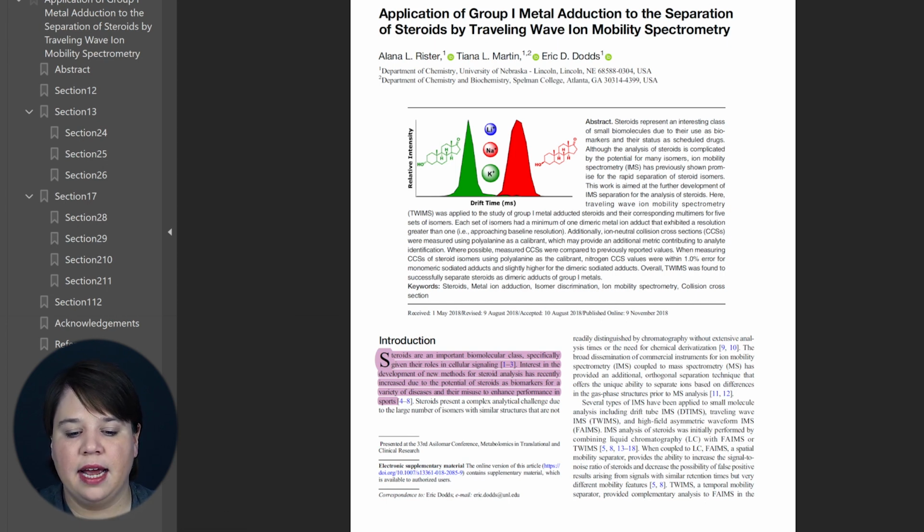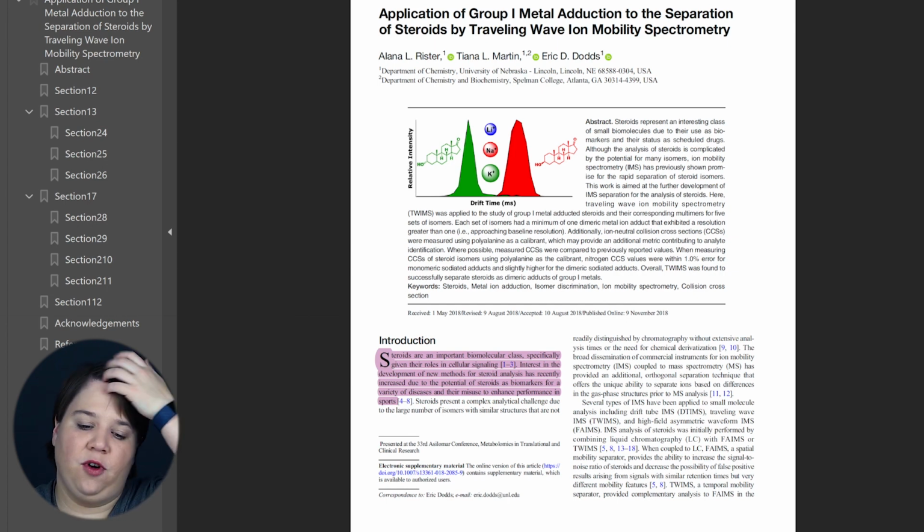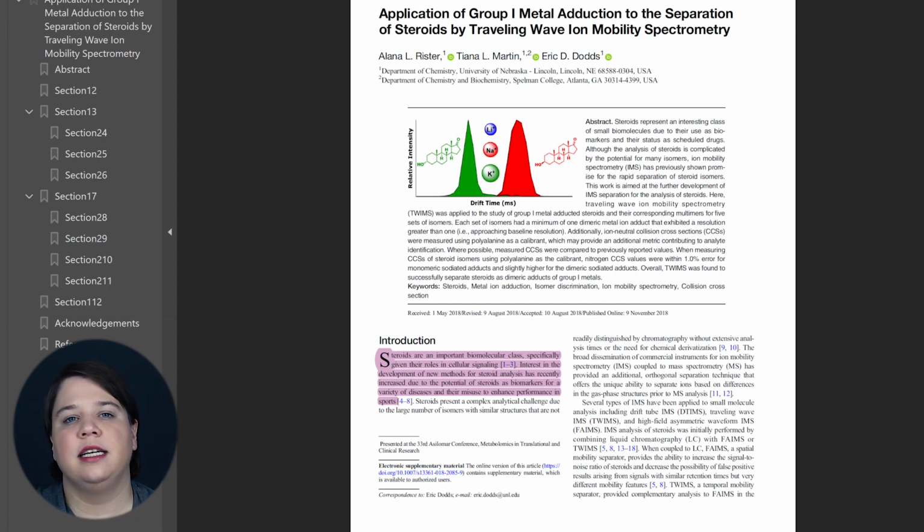And then I immediately jump from steroids importance into steroid analysis importance and talk about how they are potential biomarkers for a variety of diseases and their misuse to enhance performance. So this entire first two sentences is just me stating why steroids are important as a molecular class, and then why steroid analysis is important, which is what I'm going to be talking about in this paper.